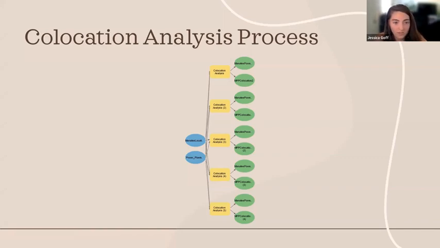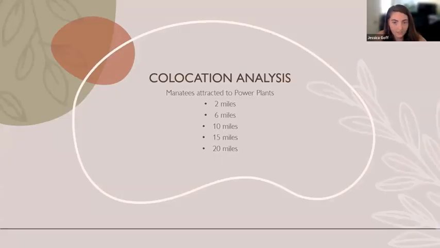For the co-location analysis, I used Model Builder to run 5 co-location analyses at different distance bands to look for patterns of spatial association between the power plants and the manatees. I decided to look at the distance bands of 2, 6, 10, 15, and 20 miles to see if the attraction of manatees to the power plants changes. The distance bands ensure that the scale of the analysis is the same across all neighborhoods in the study area.